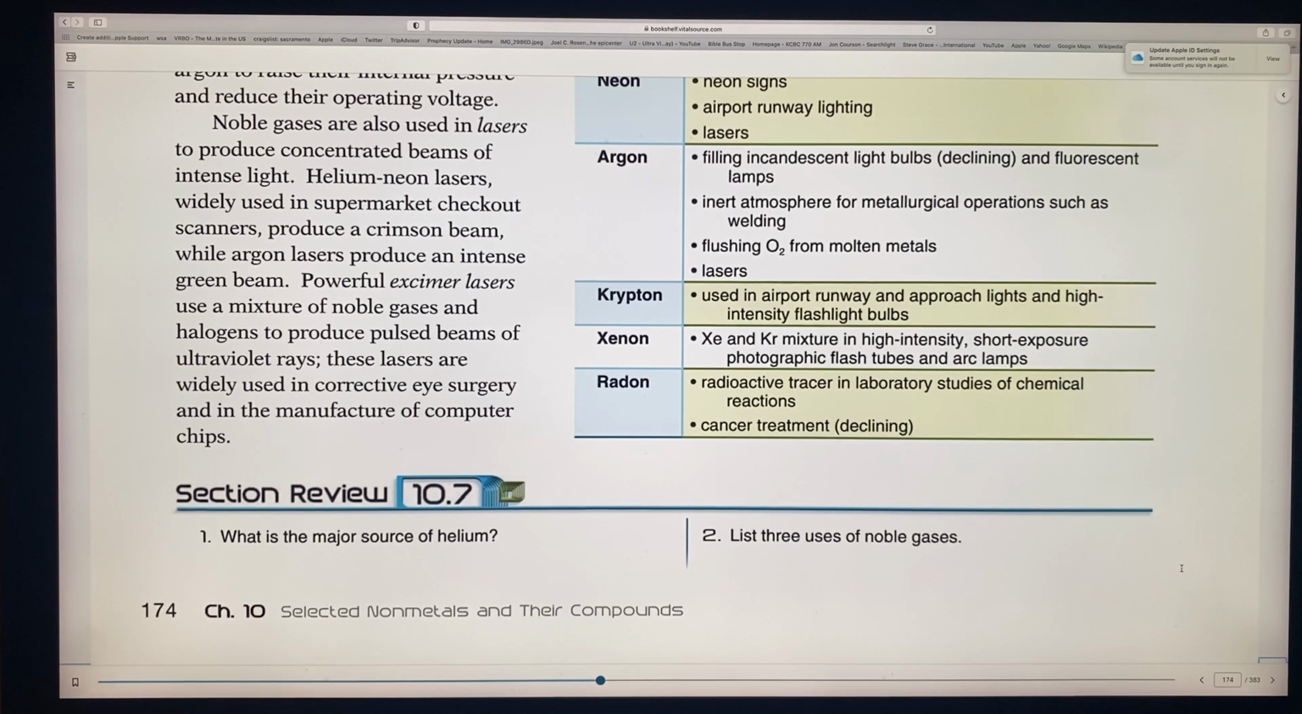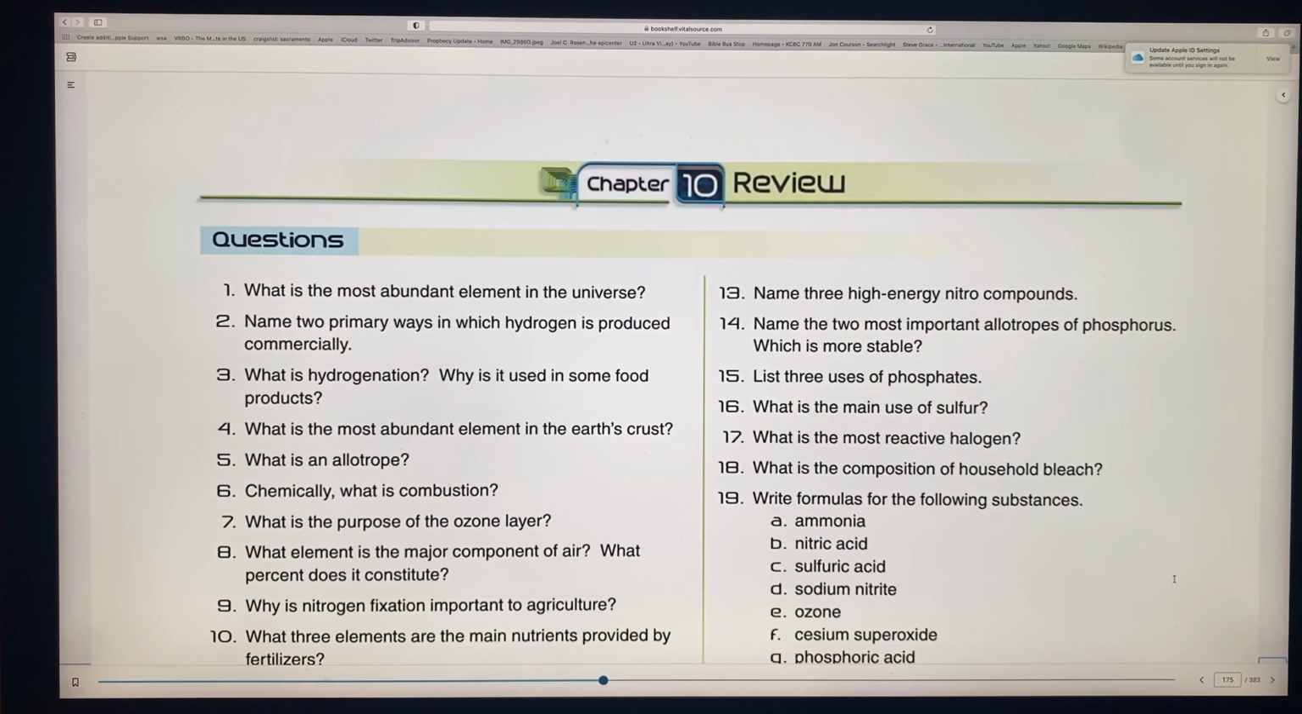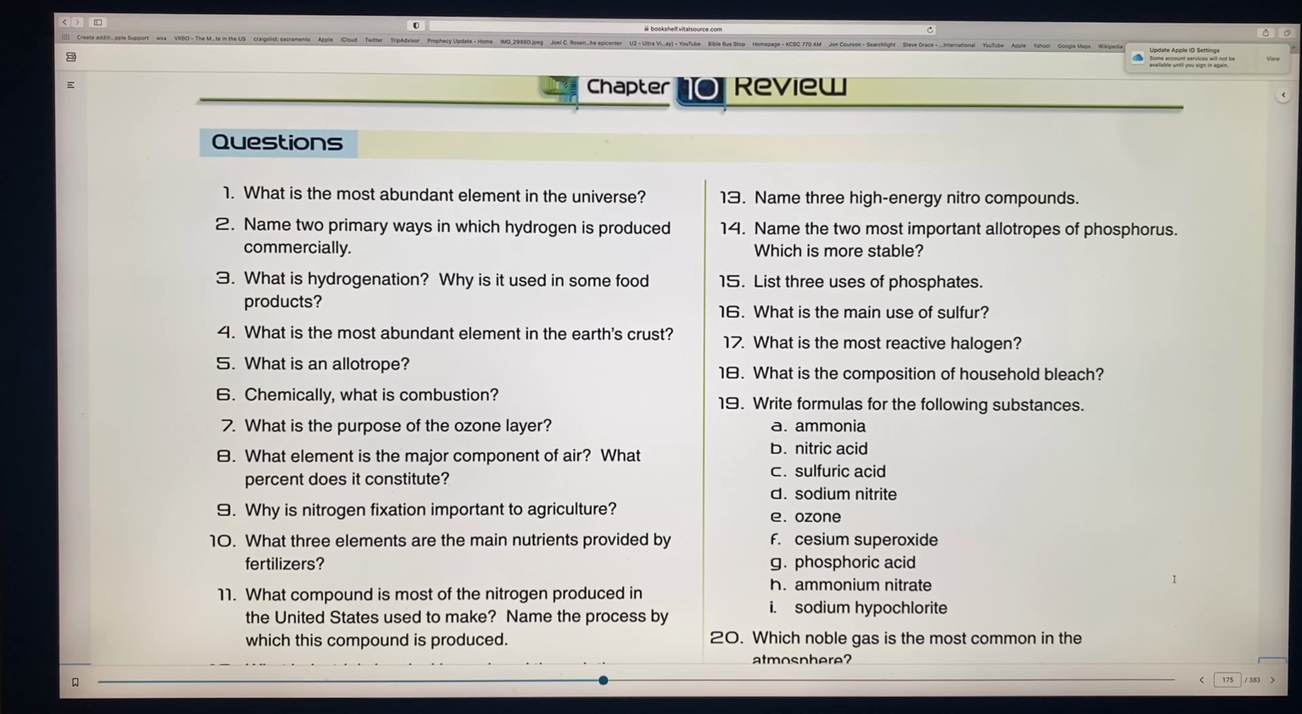We could go on to the questions, which maybe I will here because we have some time, and I'm only going to go over some of them. It's not some of the more complex ones. So what is the most abundant element in the universe? Hydrogen, right? Hydrogen.